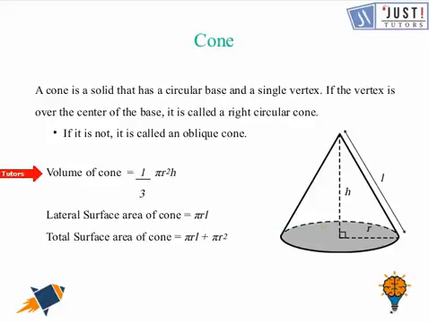Now to find the volume of the cone, we use the formula 1/3 pi r squared h. Lateral surface area is calculated by the formula pi r l, where l is the slant height, and total surface area of the cone is pi r l plus pi r squared, that is the area of the circular base. If you want to calculate the value of l, you can find it by using the Pythagoras theorem, where h stands for the height and r stands for the base. Now you can pause the video if you want to memorize these formulae really well, and then let's move ahead.